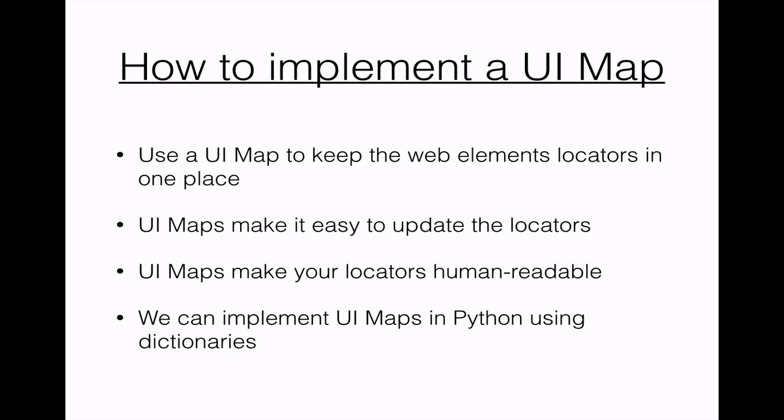You can use a UI map to keep all your locators in one place. A UI map also makes your locators human readable. You can, for example, give a name to your locators and call them in your code just using their names. We can implement a UI map in Python using dictionaries.